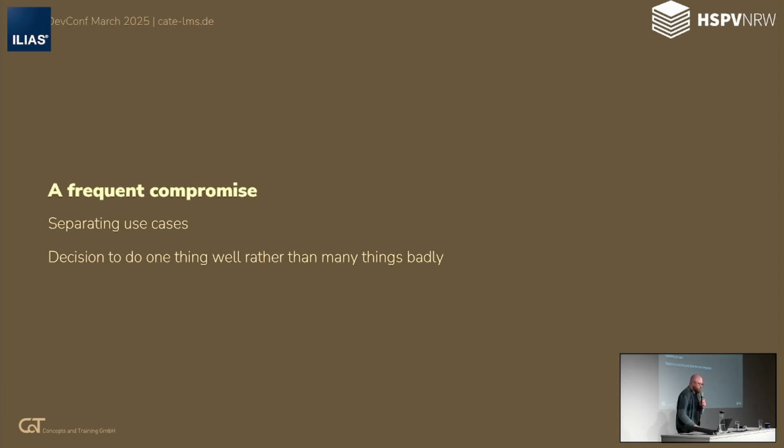So I think what worked very well in this case, and I only realized that in retrospect as I was preparing this talk, was that we managed to separate use cases, that we managed to define what this UI component does and what it does not do. And I think this is very good because it can be guided by the principle, hey, we should make a decision to do one thing well rather than many things badly.